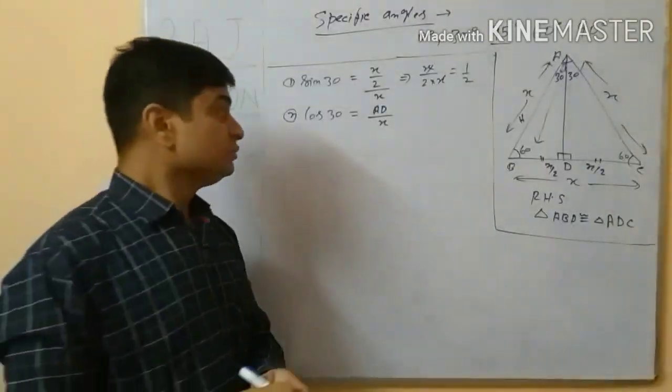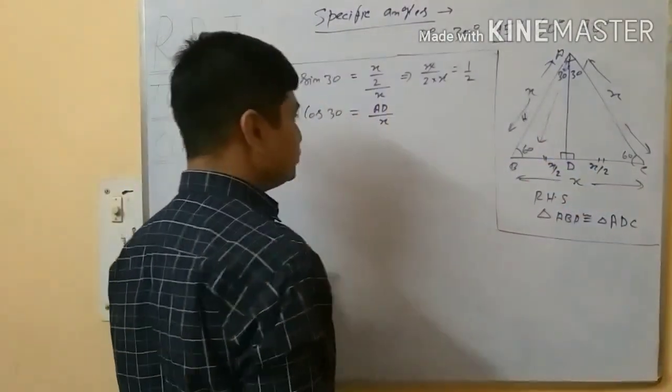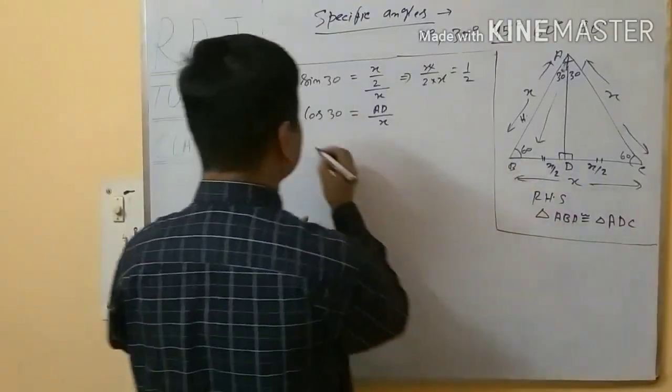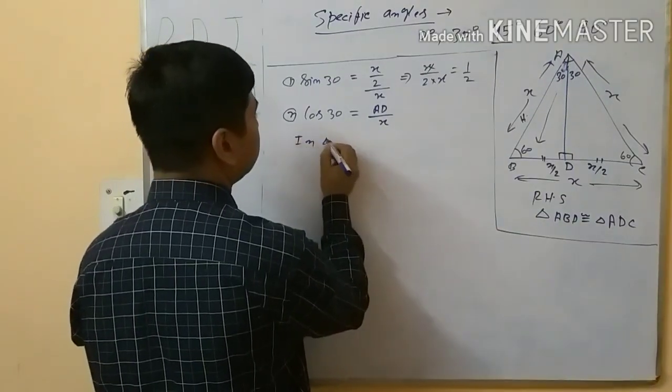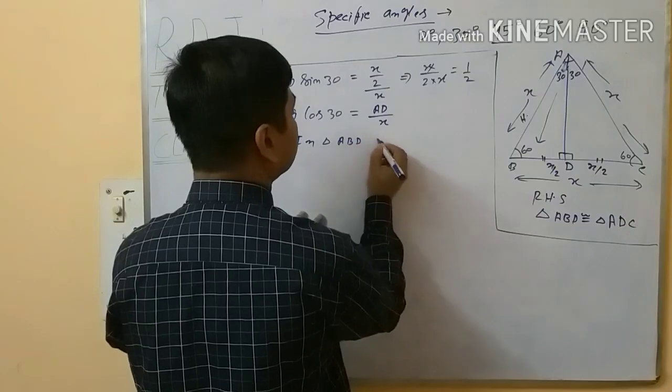Pretty simple, we can find it out by using the Pythagoras theorem. So use the Pythagoras theorem again, take any triangle. In this triangle, ABD.